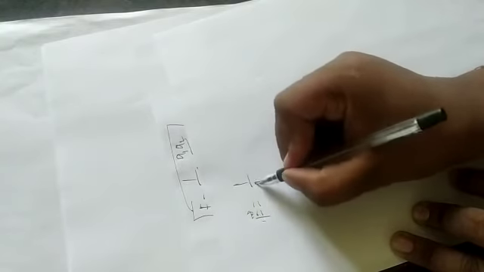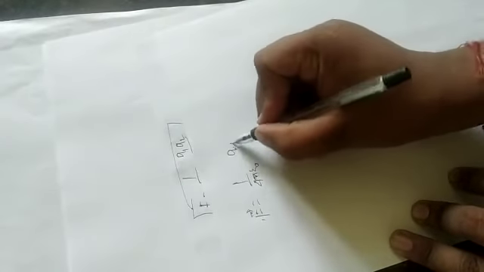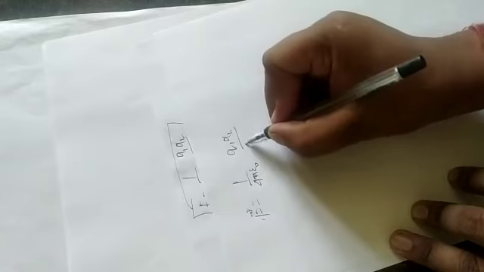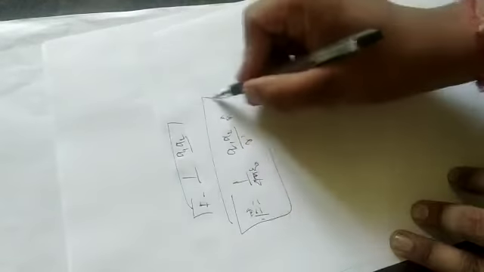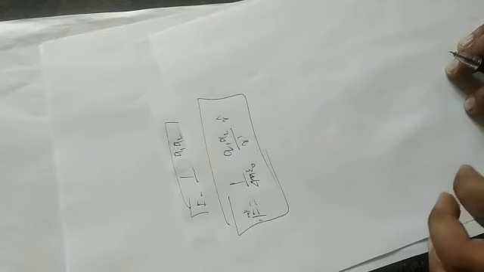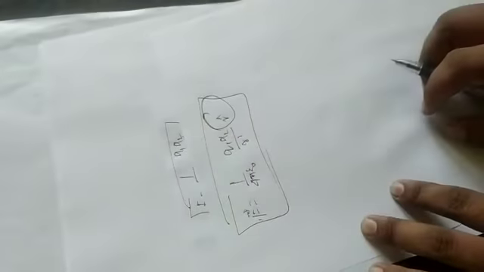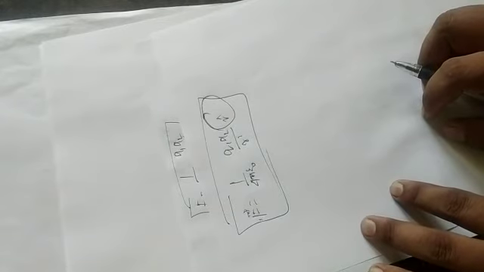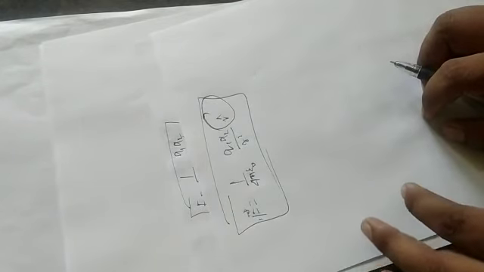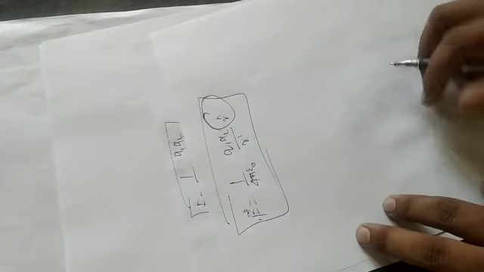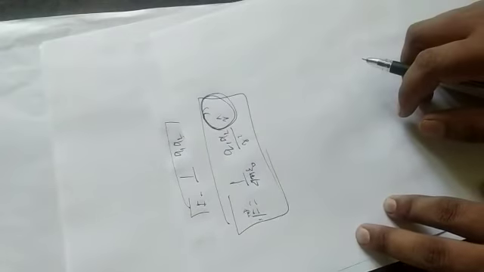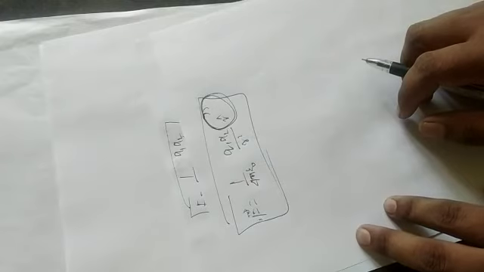And the last topic is the vector form of Coulomb's law. The vector form is F vector equals 1 upon 4 pi epsilon naught q1 q2 upon r square into r cap. Here r cap, as you studied in class 11th, is a unit vector in the direction of the line joining both charges.